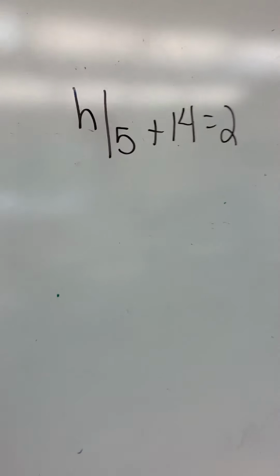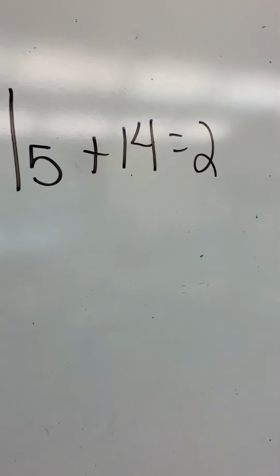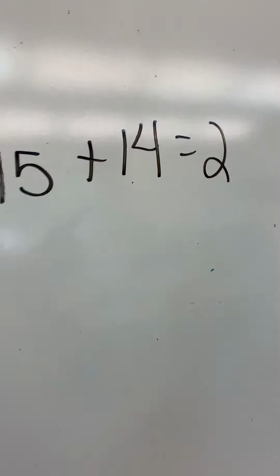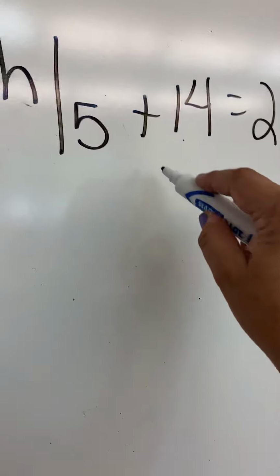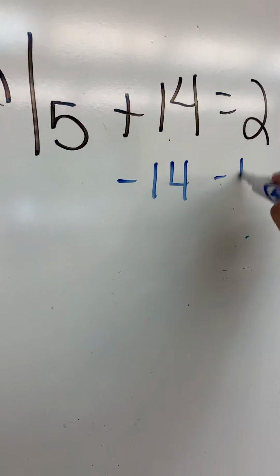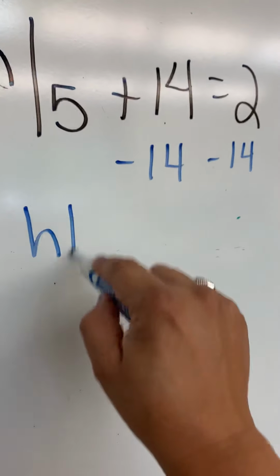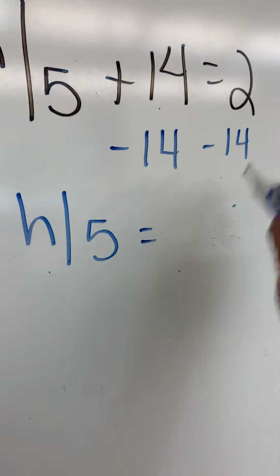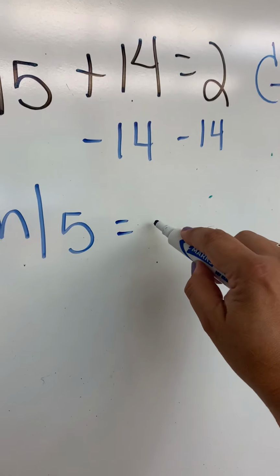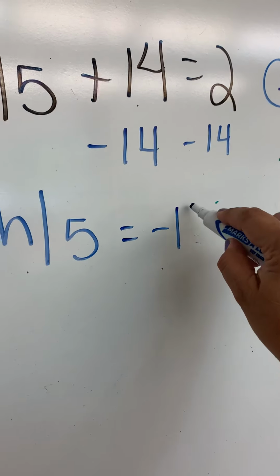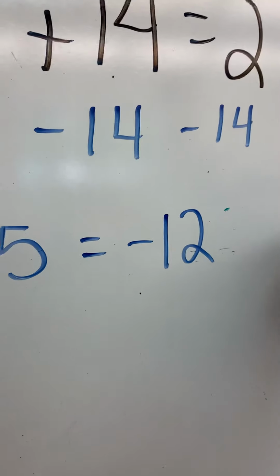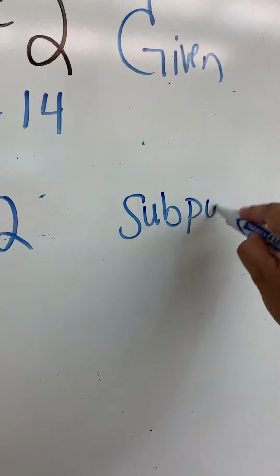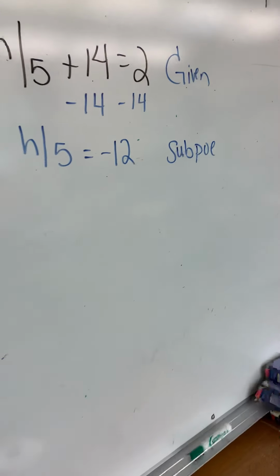Okay, next one. First step, given. Second step, subtract 14. So I've got h over 5 equals, what's 2 minus 14? Negative something? -12. Yeah. We did the subtraction property of equality, the subpo.